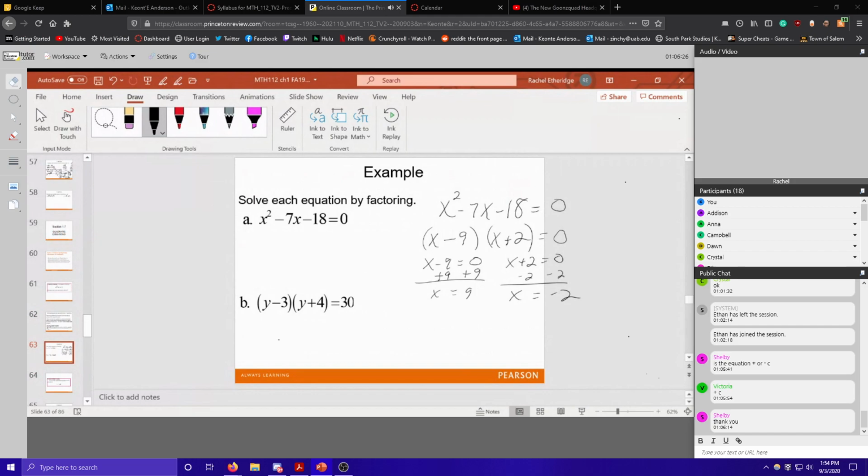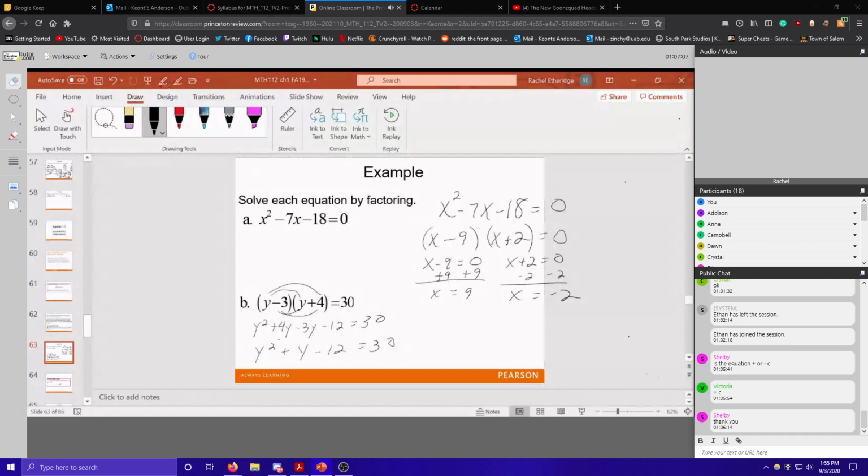So when we're done, I'm going to list all the methods, and most of the time you can choose the method you want to use. Now this one, this side is factored, but it's not equal to 0. So that causes us a problem. So what we have to do is go ahead and FOIL this side out. So we get y squared plus y minus 12 equals 30.